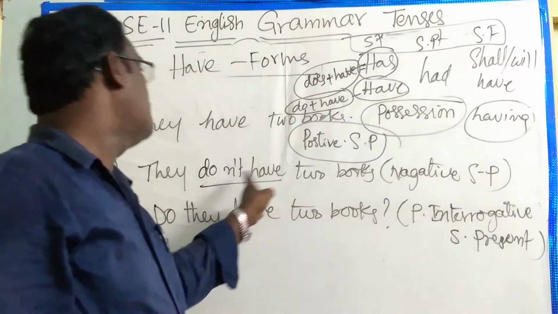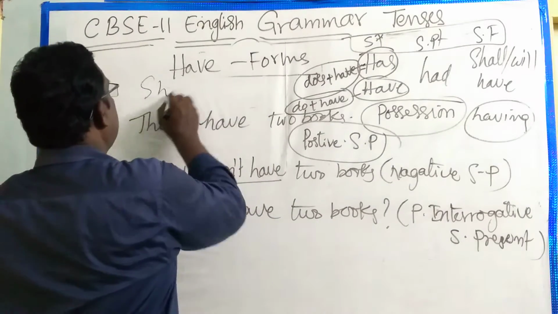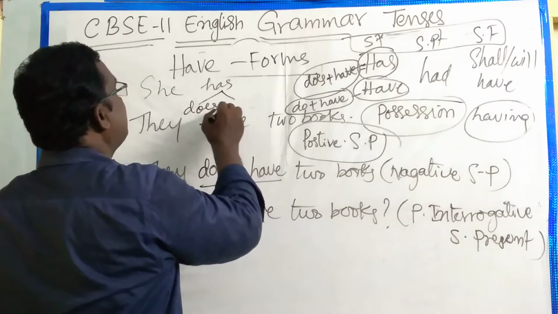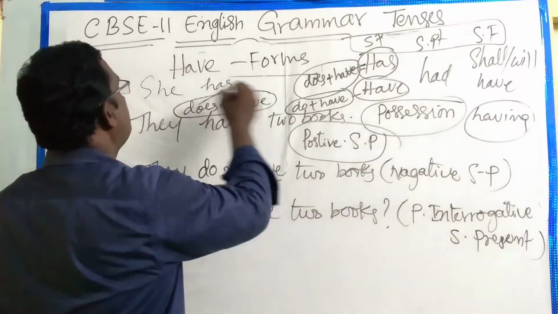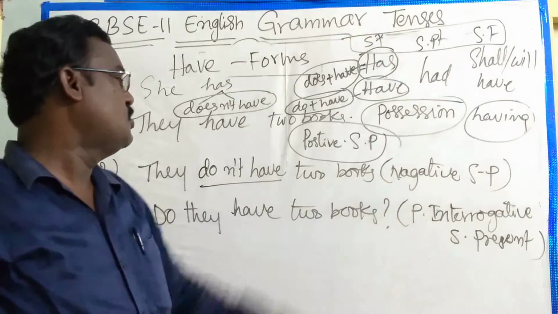Have will become do not have. Suppose a single subject is there: she has. Automatically, has will become she doesn't have. This is the negative sentence. This one we have to understand. That's why here: they don't have two books.